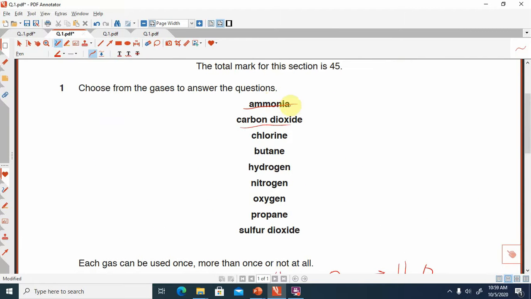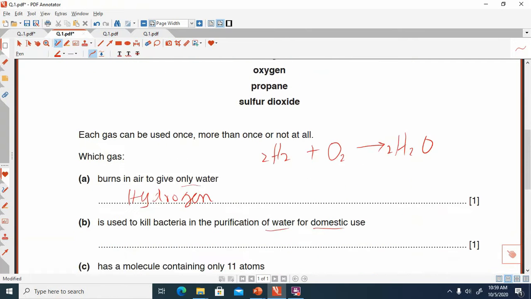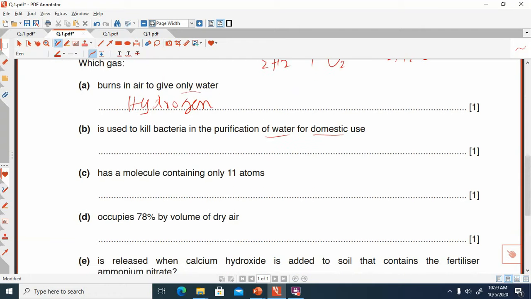These are different options like ammonia, CO2 and chlorine. So look at this one, chlorine. There are lots of uses of chlorine, but the main use is in swimming pools, as I have given you the example in the class also, that it is used to kill the bacteria. So we will write here the chlorine.